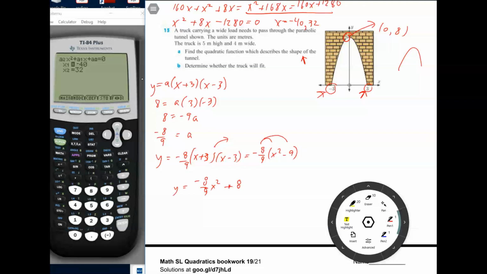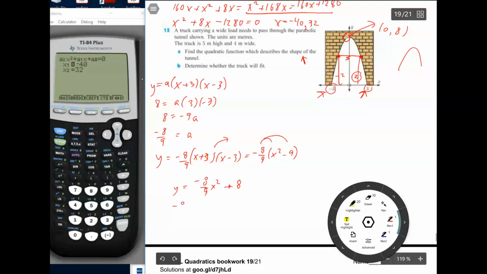Now it says, determine whether the truck will fit. Well, if we have the truck here, it is 5 high and 4 wide. So it goes basically from -2 to 2. So what we need to do is figure out if these points are hitting the bricks or not. Okay? So we can take 2 and plug it into the formula and see what the y value of the bricks are. Okay? So let's do that.